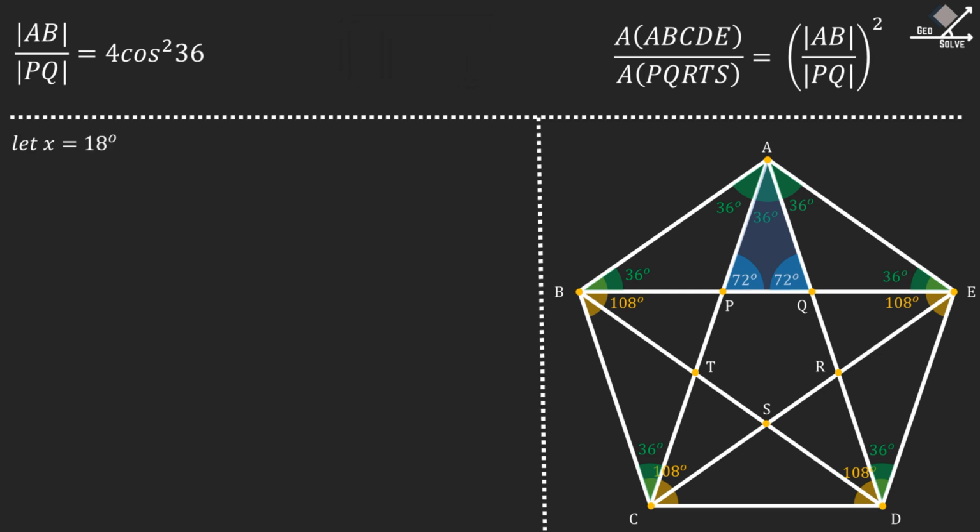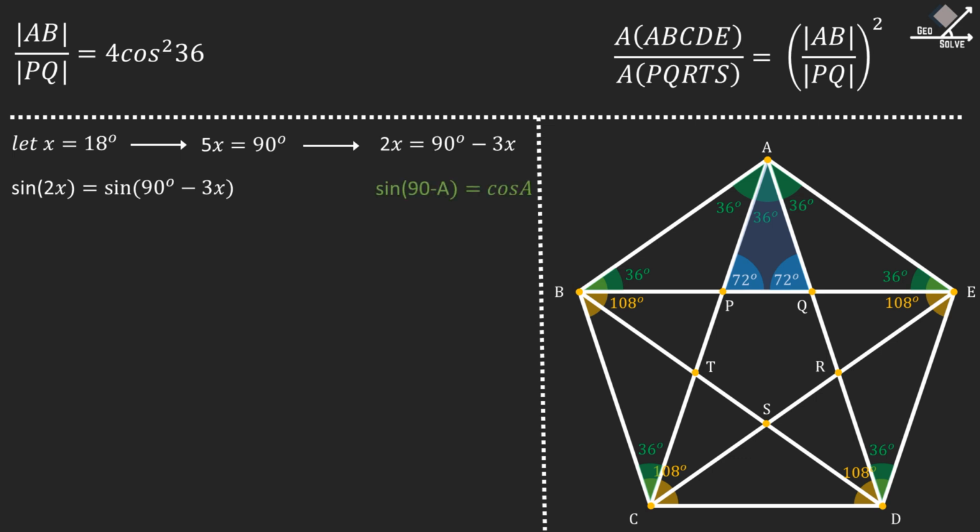Now let's assume x equals 18 degrees. Then 5x will be equal to 90 degrees. And let's write that expression as 2x plus 3x equals 90. And let's rearrange the terms like this. Now take sine of both sides and we will have the following expression. Recall that sine of 90 minus a can be written as cosine a. Applying this to our expression, we will have sine 2x equals cosine 3x.